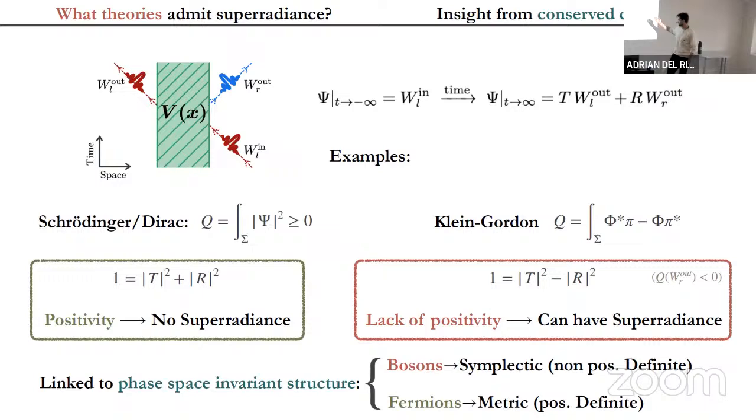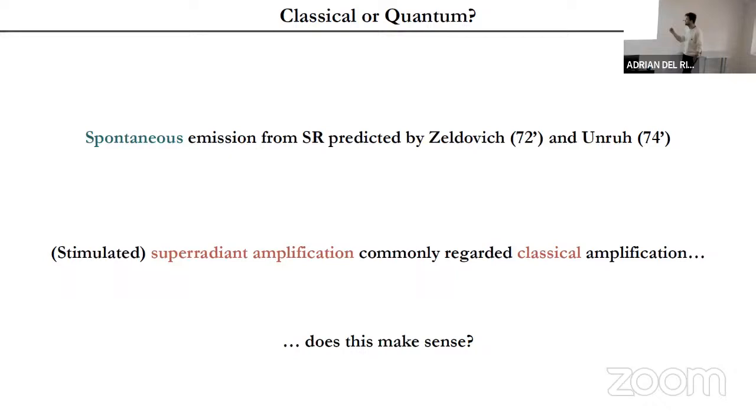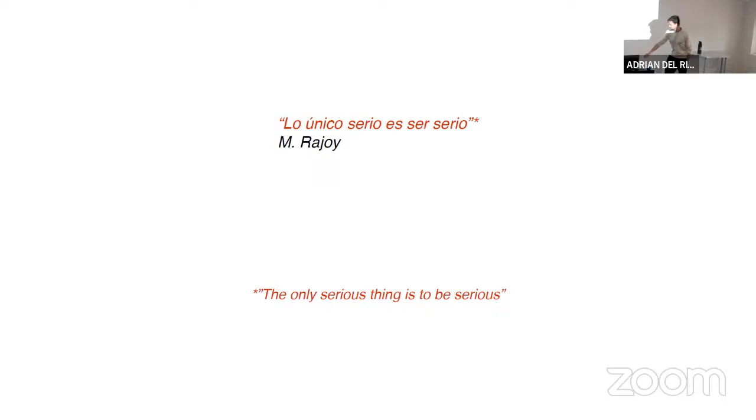Okay. So there is a question now. Is this a classical or a quantum process? We know that the spontaneous version of superradiance exists, and it was predicted by Zel'dovich and Unruh in the 70s. But stimulated superradiance, this idea of having an incoming wave that's amplified, is always, as far as I know, seen as a classical amplification process. Does this make sense? Well, I would say let's be serious about this, as our former president was saying. So let's go to the quantum theory for superradiance.